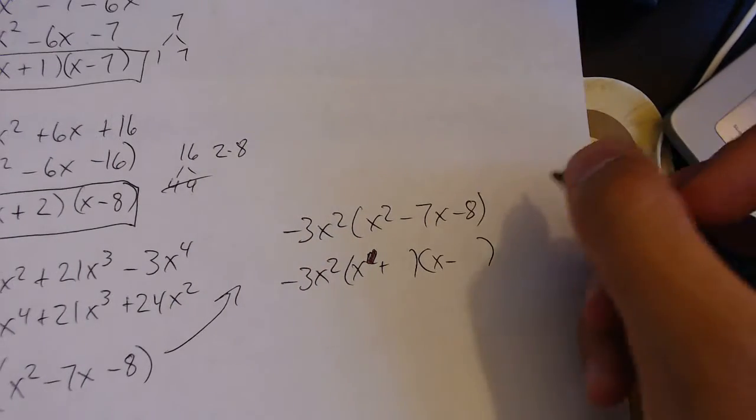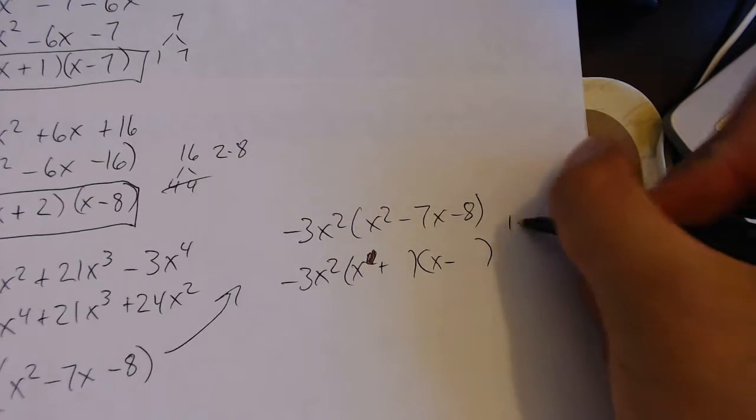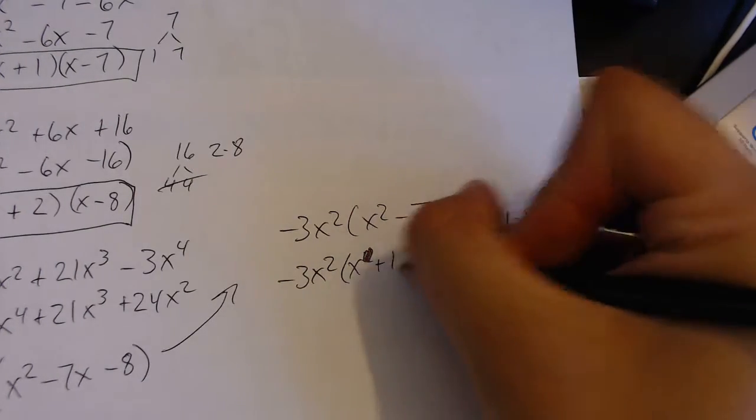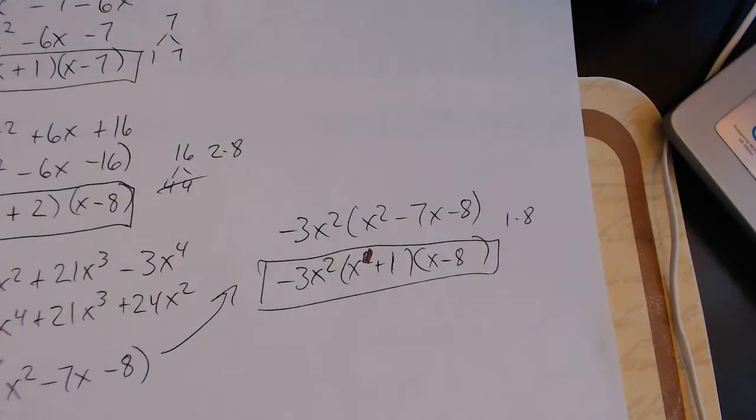Now the last number is 8. We have to find a way to add up to 7 but multiply to 8. That's pretty simple. It's going to be 1 and 8, -8 plus 1. And so our answer is -3x squared, x plus 1, x minus 8.